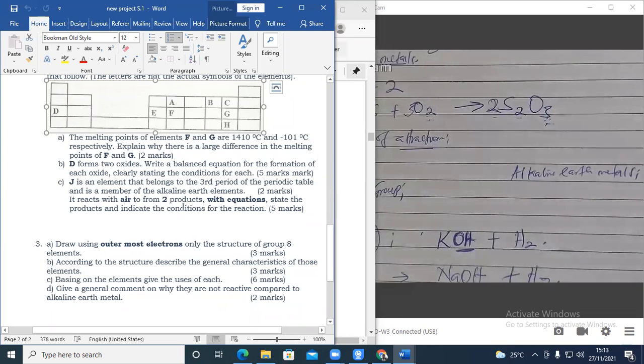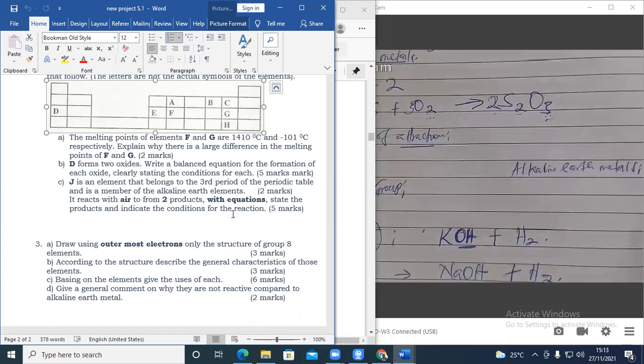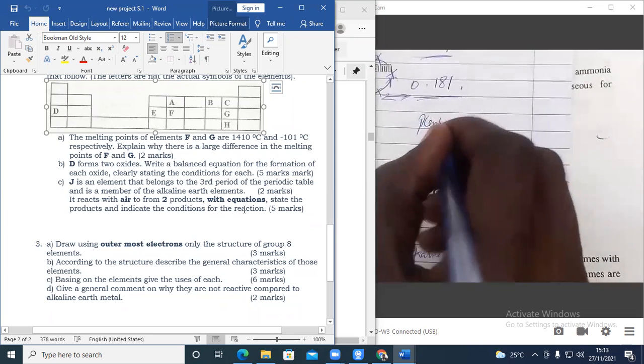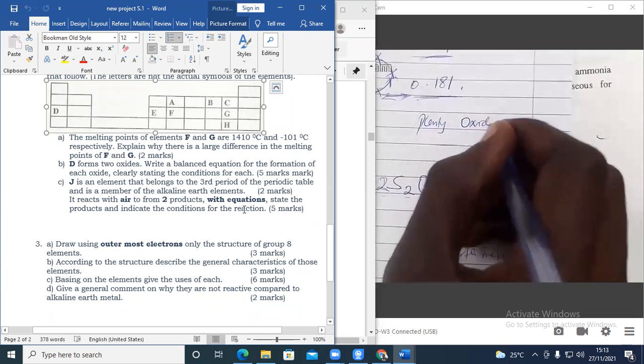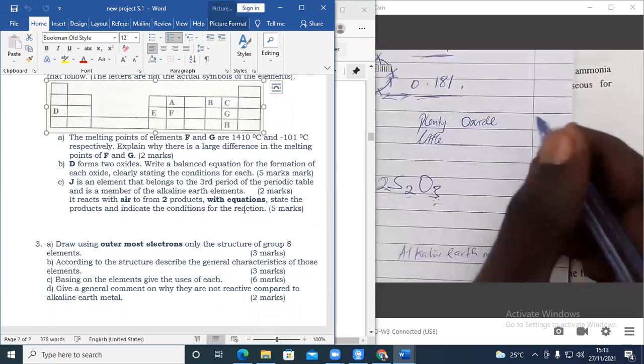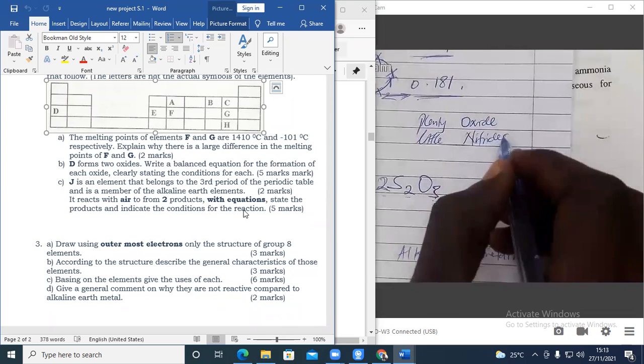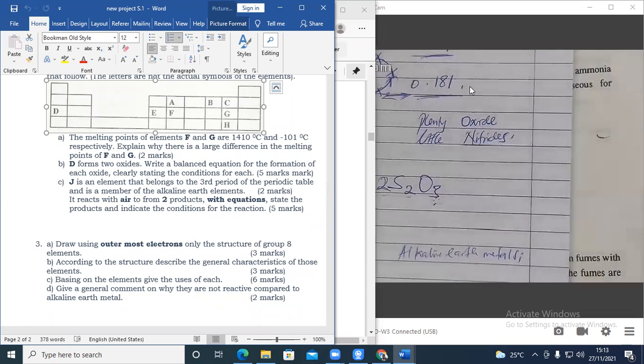Now, it reacts with air to form two products. Write the equation, state the products formed, and indicate the conditions for the reaction. What is the condition? The condition is air is in plenty and then air is little. When air is in plenty, what do you form? Oxide. When air is little? Nitrides. So the equations, they are yours. You must write them.